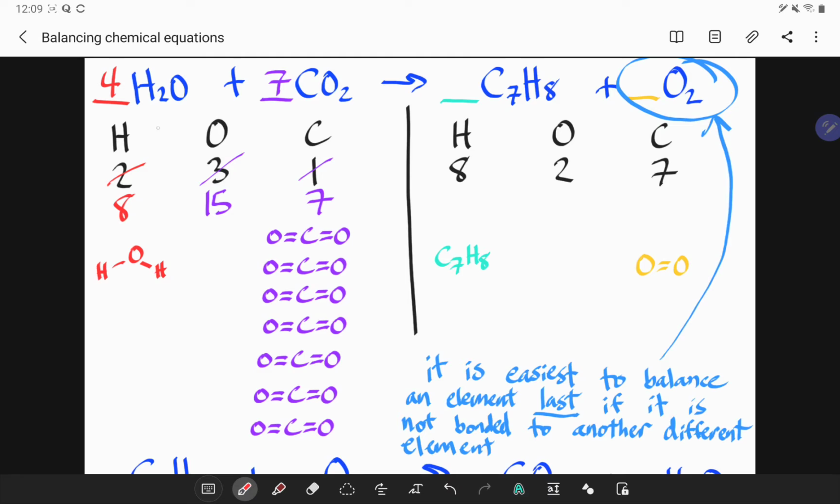I still have 14 oxygens over here, 7 times 2 is 14. But over on this side, I have 4 times 1, I have 4 oxygens. So 4 plus 14, I now have 18 total oxygens. And some people ask, well, how did we go from 15 and putting a 4 there, now we have 18? That math doesn't add up.